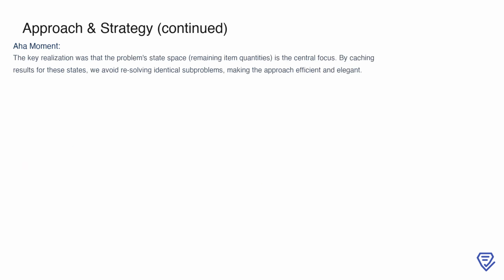The key insight, or the aha moment, behind this approach lies in recognizing that the problem revolves around its state space, which is defined by the remaining quantities of items to purchase. By caching results for these states, we avoid resolving identical subproblems. This realization transforms the problem into one that is both elegant and computationally efficient.